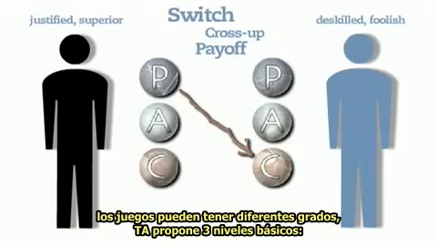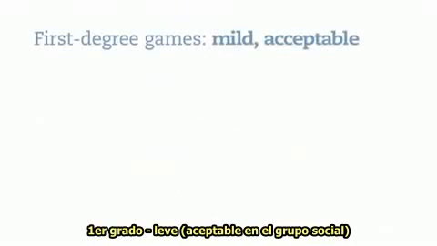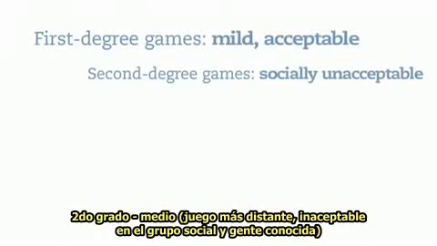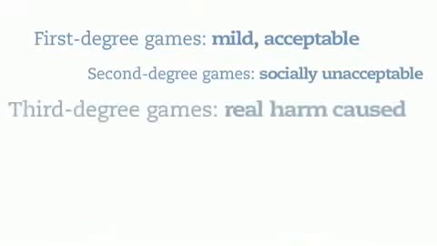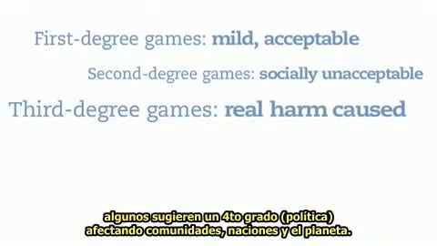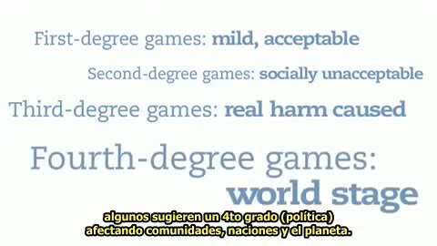Games can be played to different degrees. TA proposes 3 broad levels. First degree games are the mildest forms, and feel acceptable in the player's social group. Players in second degree games prefer to distance themselves from the game, and don't share it with people they know. Third degree games can lead to injury, death and criminal charges. Some suggest there's a 4th degree, played through politics, affecting communities, nations and the planet.